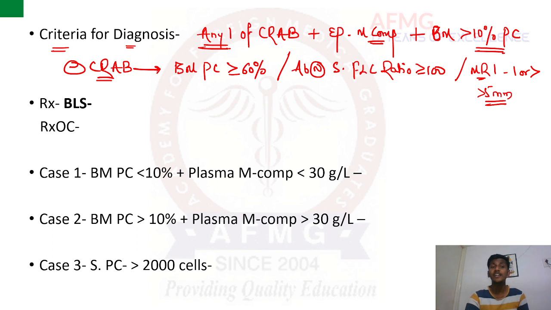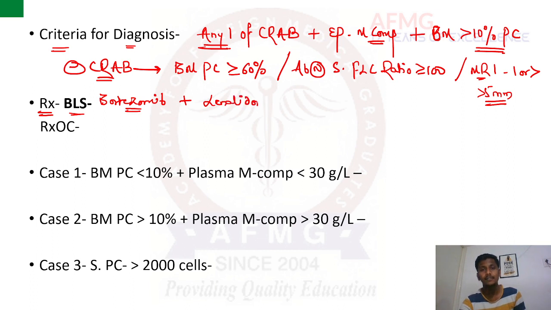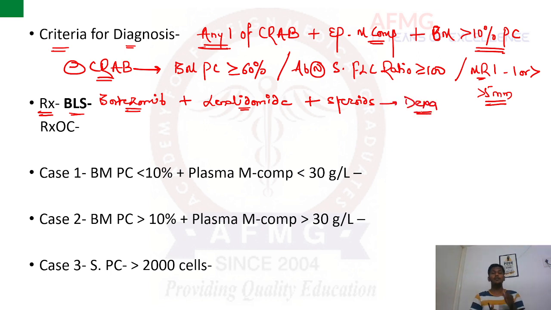If I talk about the treatment of multiple myeloma, it can be remembered as BLS. BLS is the mnemonic, where B goes for bortezomib. Bortezomib is a protease inhibitor. L goes for lenalidomide, an anti-cancer drug usually used in chemotherapy. Along with that, S goes for steroids, and the most preferred steroid that we generally use in cases of multiple myeloma is dexamethasone. So the treatment regime is BLS: bortezomib plus lenalidomide plus steroids like dexa.